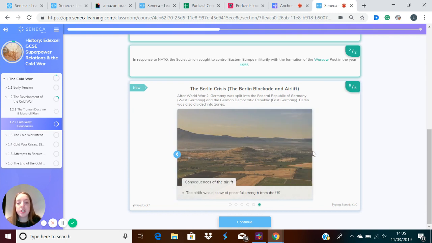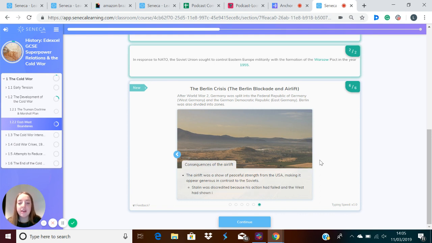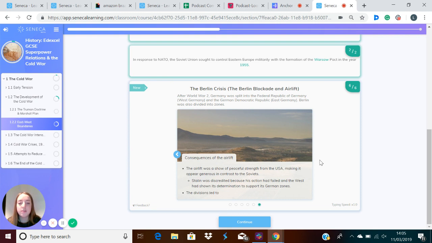The airlift was a show of peaceful strength from the USA, making it appear generous in contrast to the Soviets. Stalin was discredited because his action had failed and the West had shown its determination to support its German zones.